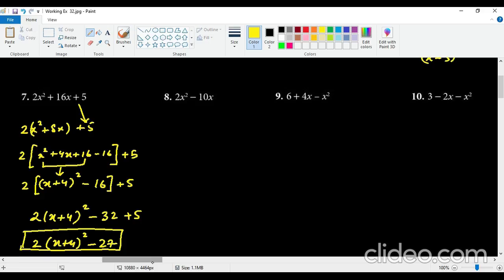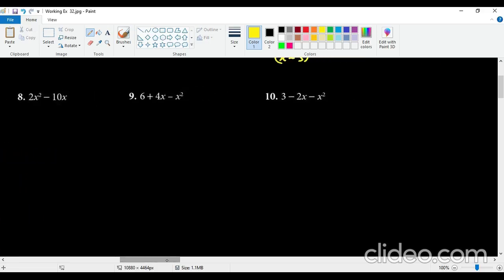When it comes to question number 2, what I will do is take 2 as a common factor, and I will keep x square minus 5x within the bracket itself. Now I will solve this. So 2 will be outside, and inside the bracket it's going to be x minus 5 over 2, which is half of 5. Now in here, this is going to become square, and then I will be taking the square of this part, which is going to be (5/2) square.